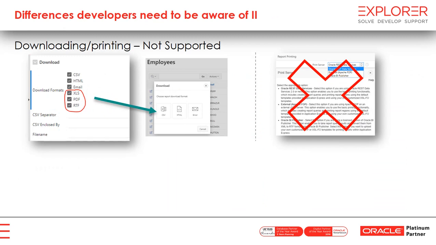I mentioned previously that there is no print server configuration, and that's because printing isn't supported in Apex in the autonomous database. For example, in the report configuration, you can still tick XLF, PDF and RTF, but when you try and then use them from the front-end report menu, the options are no longer there. Perhaps the options in the builder will soon be hidden.